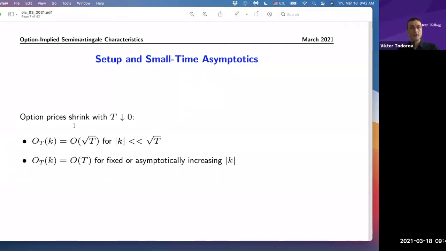The first result, which is around the money, is determined by the presence of the Brownian motion that drives the behavior of the option price around the money. And for the strikes away from the money, that is determined by the big jumps, so it doesn't matter whether they're infinite or finite activity. Now, the gray area is really for the strikes somewhere between a fixed or increasing strike and a strike which is shrinking to zero at a slow rate. And for those, this activity will start playing a role.